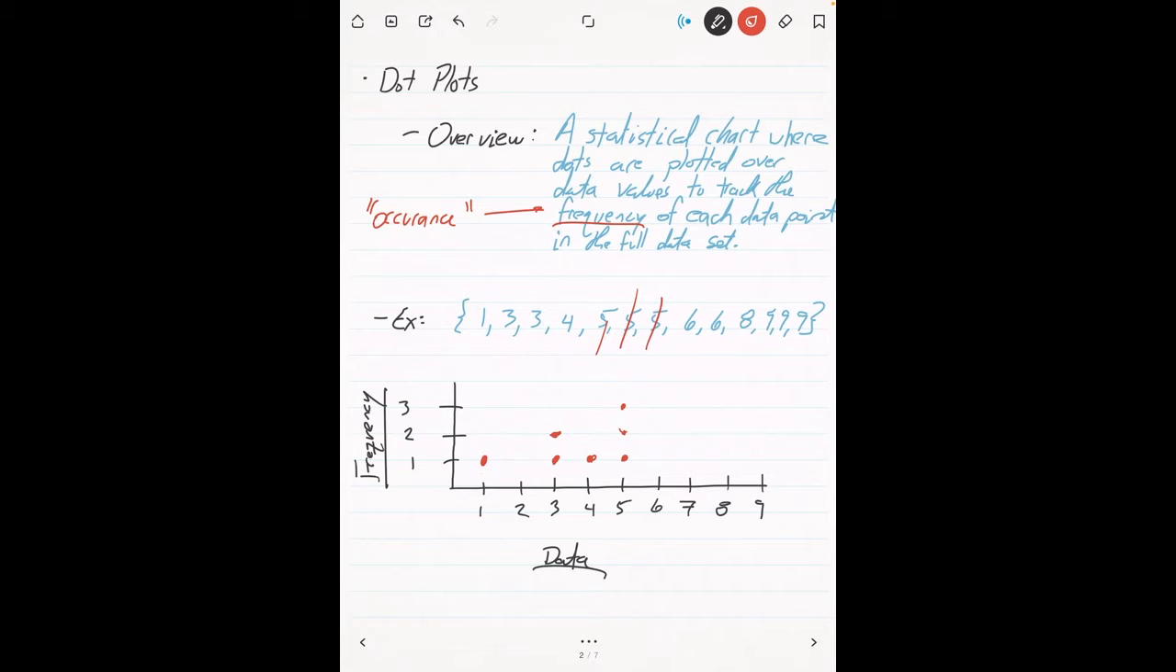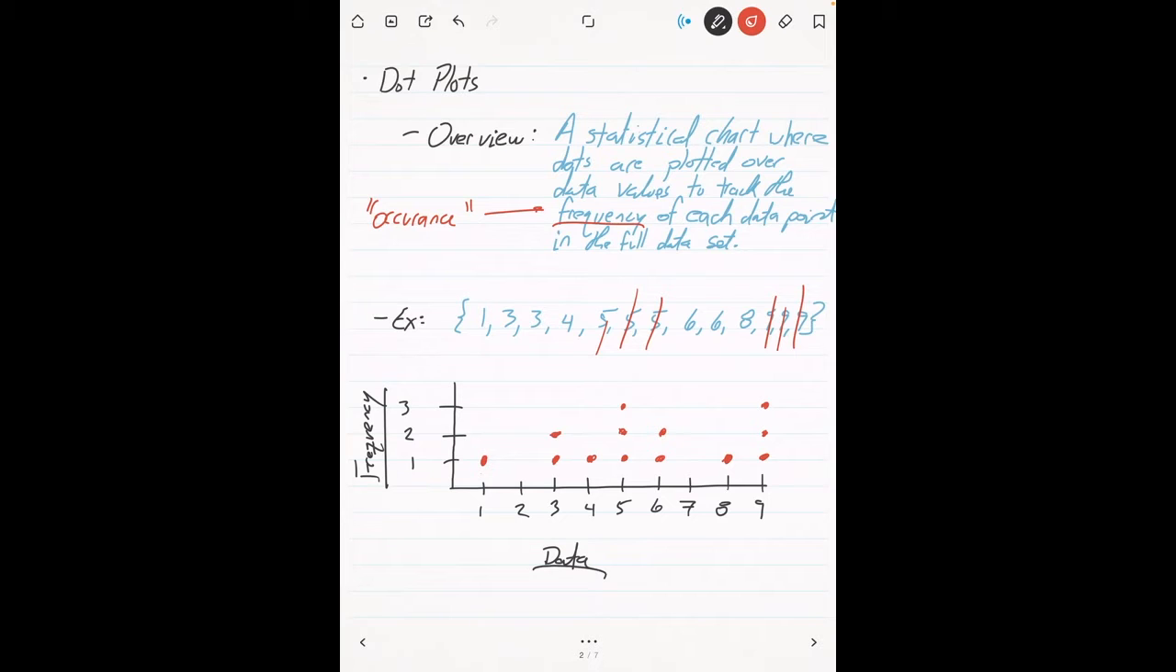So altogether, we have 3 dots here. Now for 6, there's 2 of them. Again, I go 1, 2. There's nothing for 7, so this whole area I'm going to leave blank. But 8, there's just 1. And then there are 3 9s, so let's keep track of that. 1, 2, 3. And this is me creating a dot plot to represent the data.